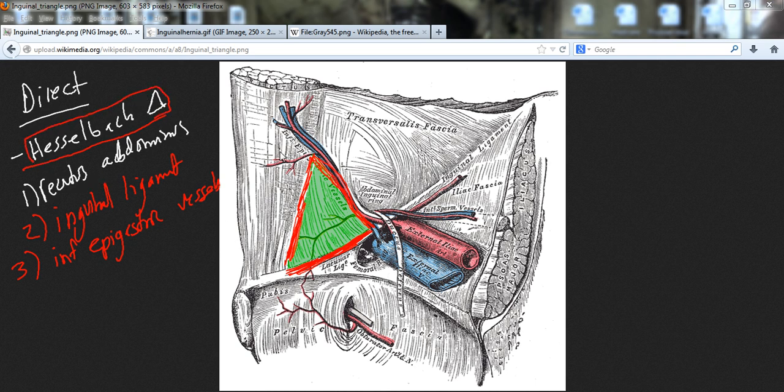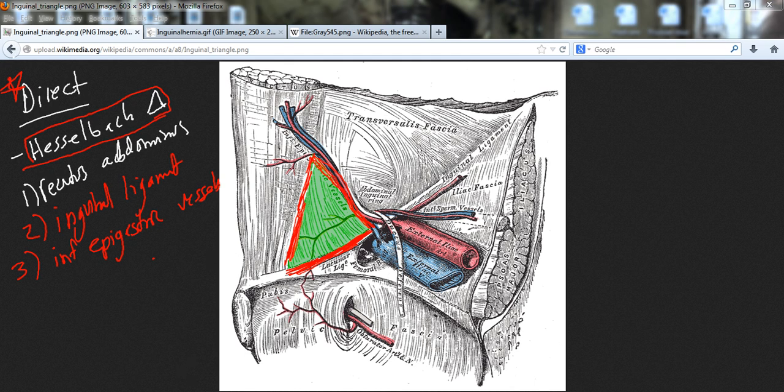Okay, so if in a test question it says you are feeling a hernia and you feel the protrusion through the medial border of the inferior epigastric vessels, what kind of hernia are you going to think? You're going to be thinking direct, because this is just medial to the inferior epigastric vessels.